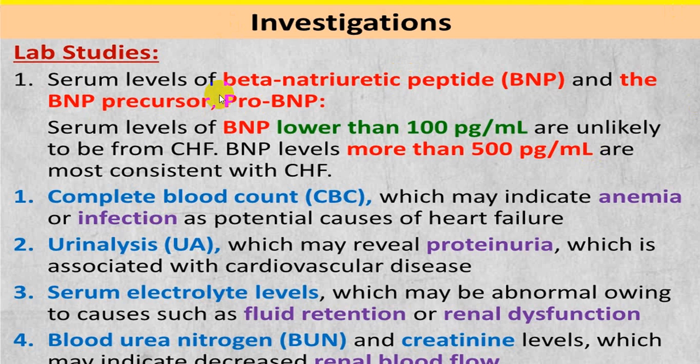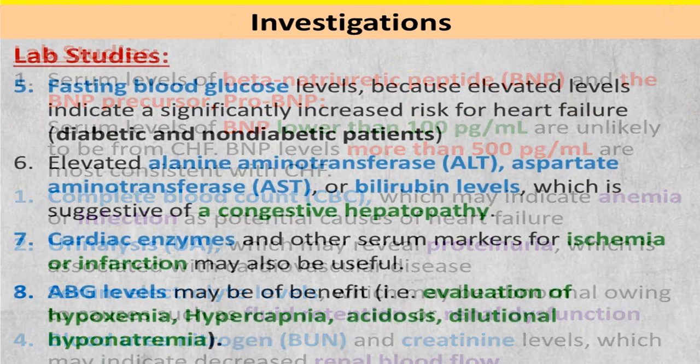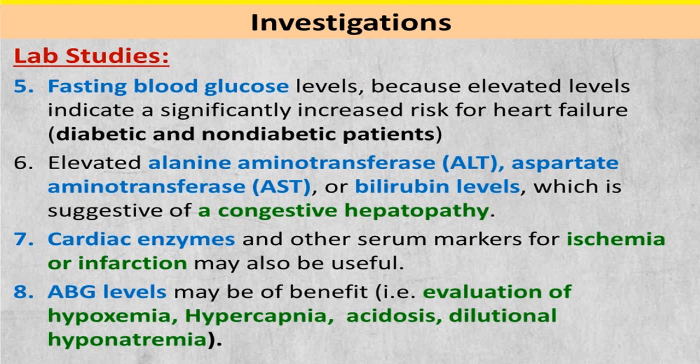If BNP is less than 100, it almost rules out congestive heart failure, and BNP more than 500 is 100% in favor of congestive heart failure. But you have to first rule out renal disease. Diabetes should be ruled out. Liver function tests should be done, because in congestive hepatomegaly, liver function will be a little abnormal.